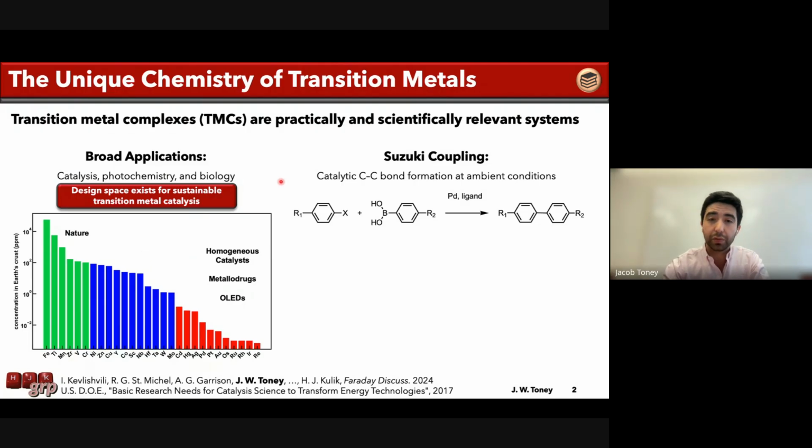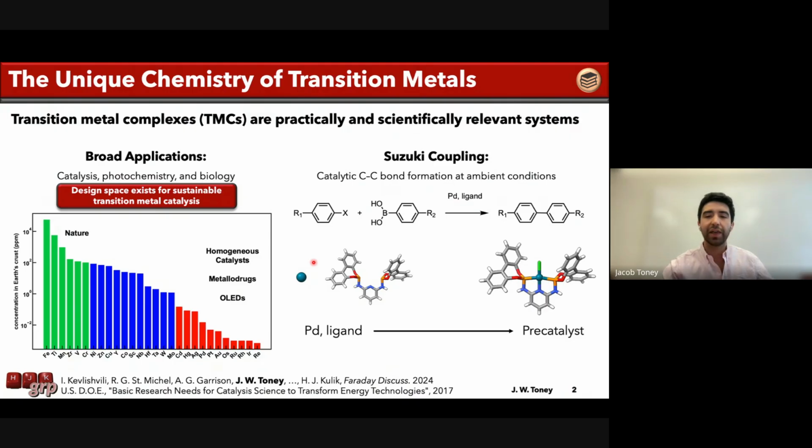One example that I'd like to start with to motivate this is Suzuki coupling. It's a classic catalytic reaction for carbon-carbon bond formation used in the production of various fine chemicals and fuels at ambient conditions. And it's driven by some complex of palladium and a ligand. However, the knowledge of how that palladium and ligand come together to form this precatalyst is not straightforward to determine.